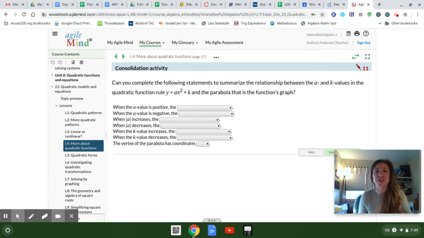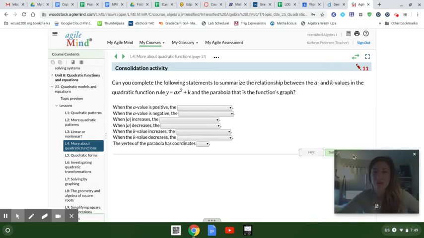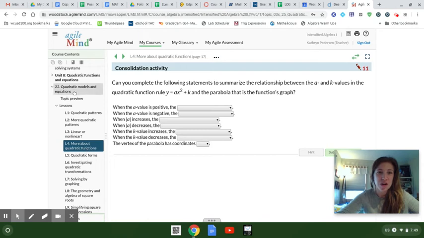I would highly suggest that you log on to Agile Mind and work along with me today. There are some slides and opportunities within Agile Mind that could be really helpful as we work through today's notes. Go to My Courses at the top, click on that, then scroll down under Course Contents until you find Unit 8. Under Unit 8, hit the down arrow next to Topic 22, and then the down arrow next to lessons, and select lesson 4. So lesson 4 underneath topic 22.